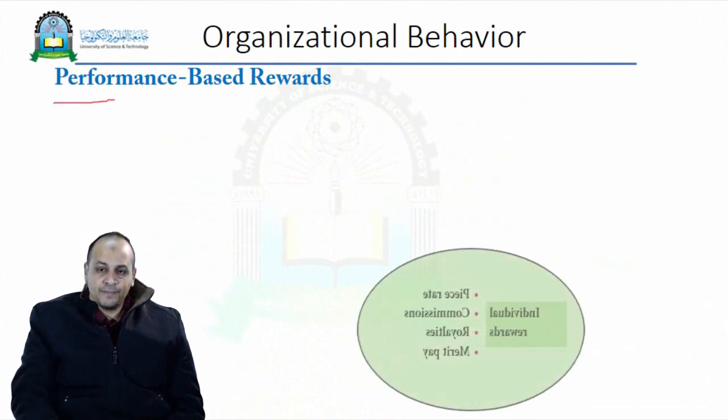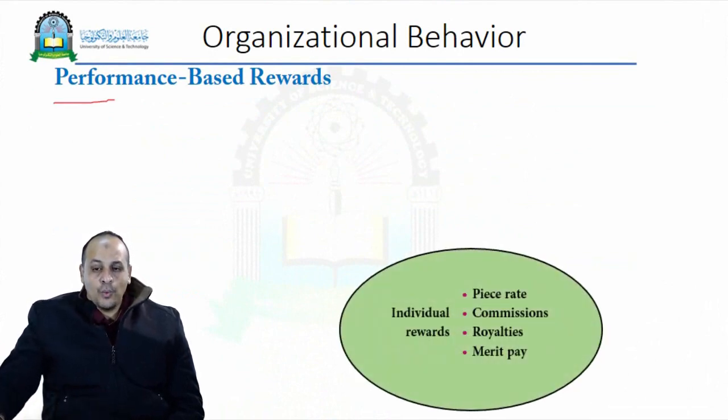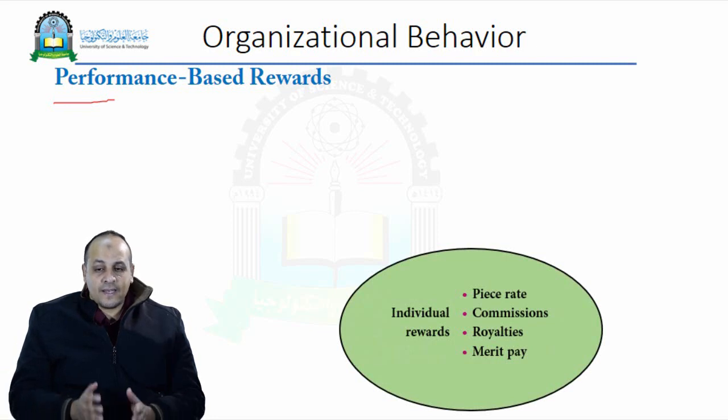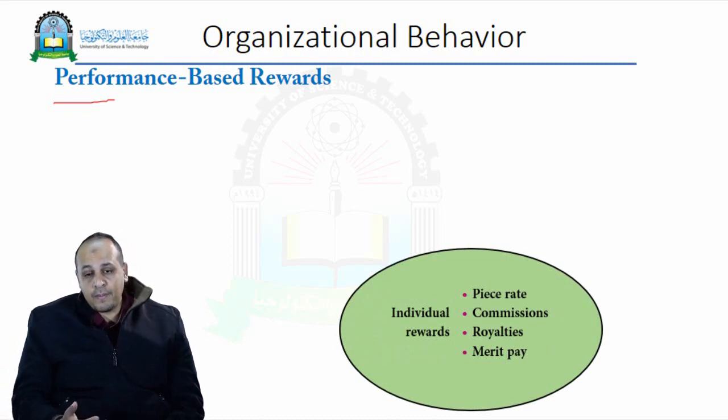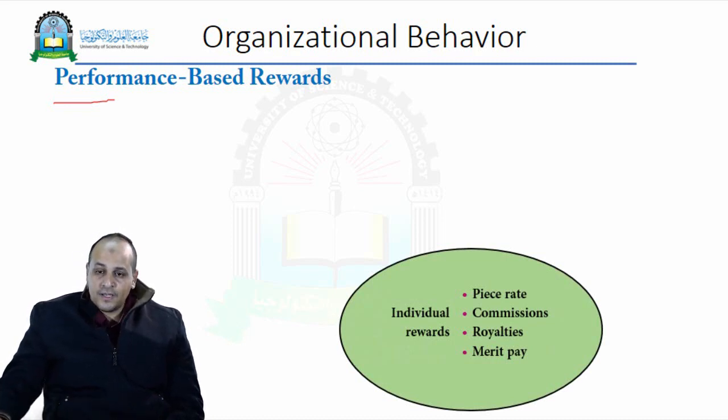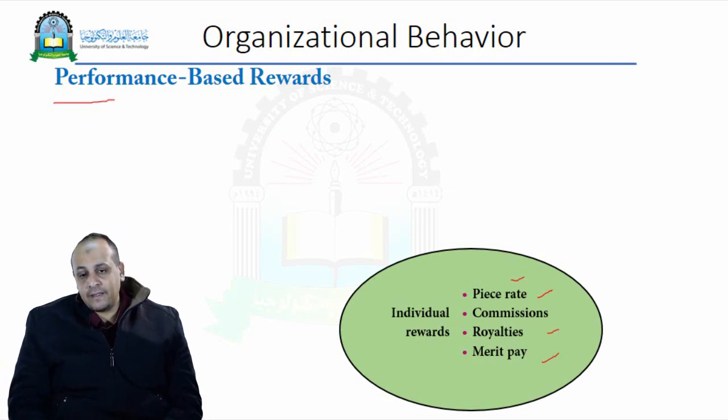In this point here, we have individual rewards. Okay, this is more about the individuals, meaning that the tasks that have been done and achieved by individuals will then be motivated, rewarded by certain motivations such as piece rate, commissions, royalties and merit pay. Overtime hours may be calculated at piece rate, or the contract itself may be built on piece rate, so the more you do the more you get.